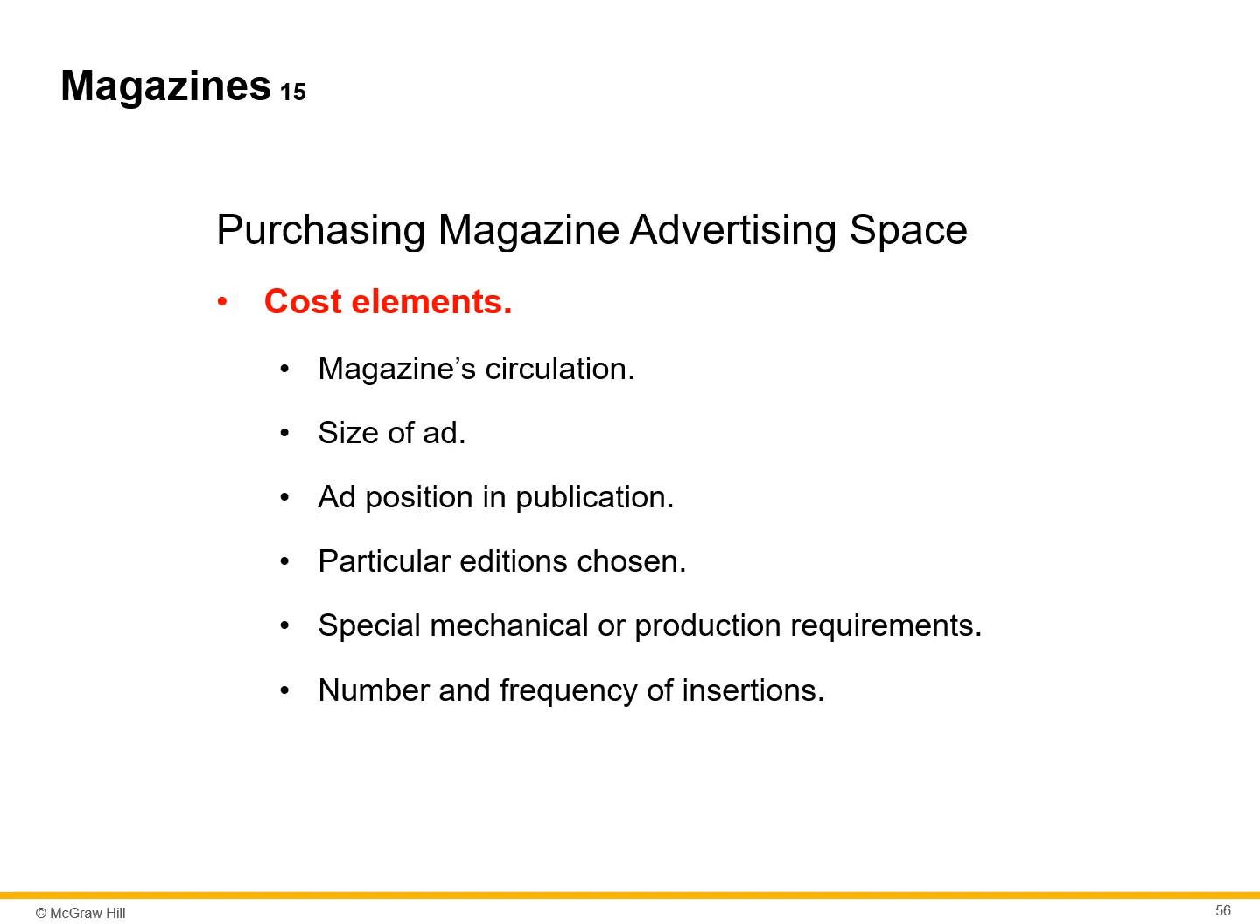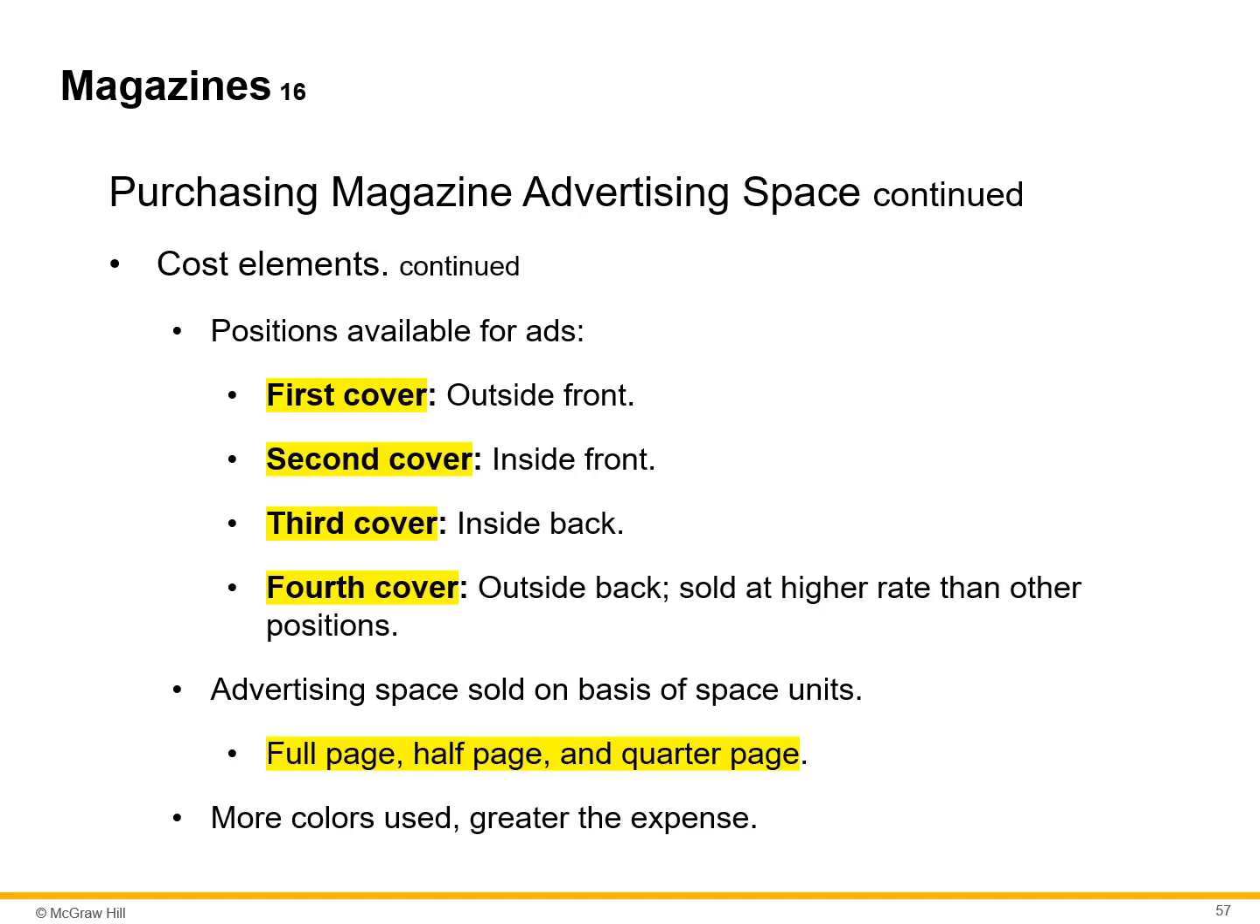When purchasing magazine advertising space, there are some cost elements you have to consider: the circulation of the magazine, the size of your ad, the position in the publication, the particular editions you choose, special mechanical or production requirements, and the number and frequency of insertions. These determine your cost. The positions available for ads include the first cover, the outside front cover; the second cover, inside front; the third cover, inside back cover; and the fourth cover, the outside back page. These are more expensive, of course.